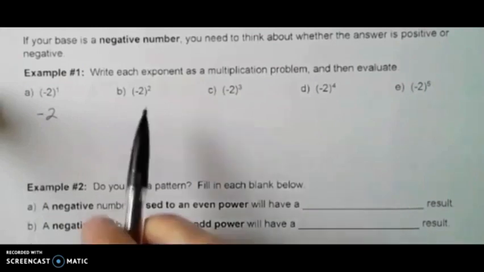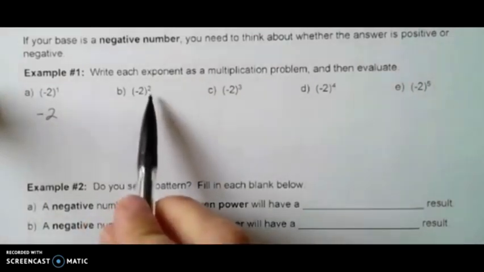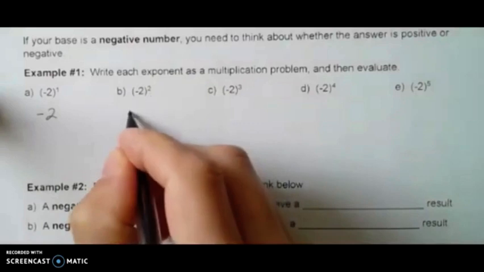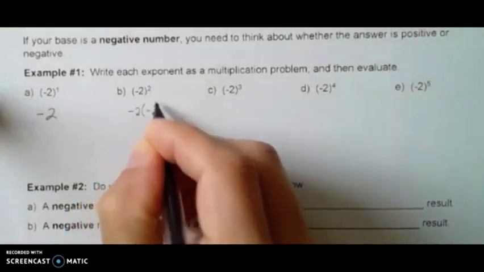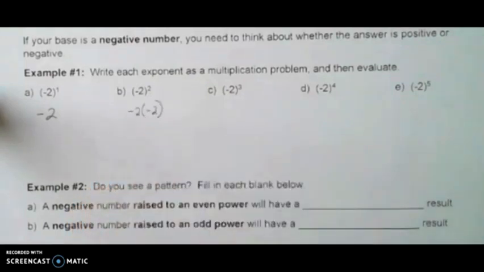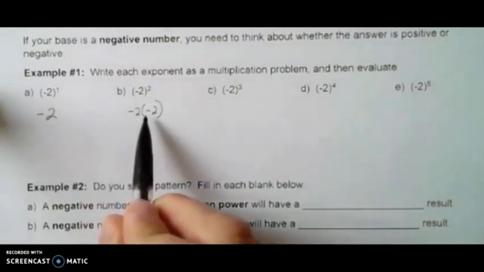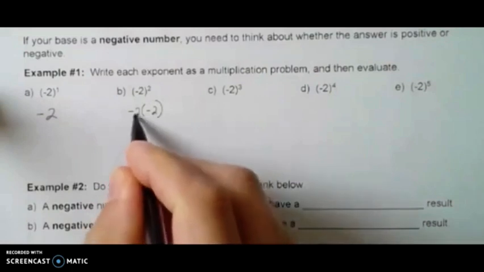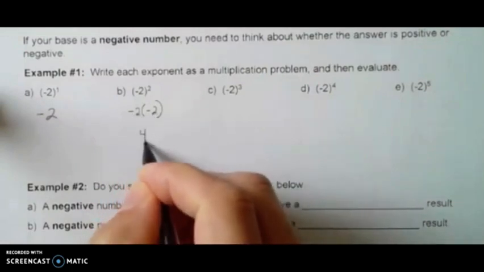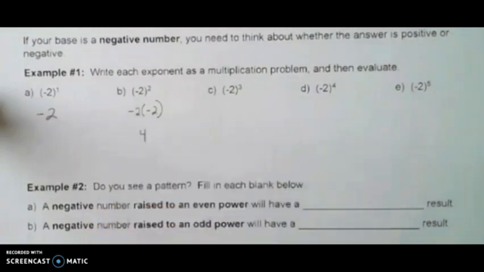-2 to the second power, this also might be called -2 squared. That means I'm going to do -2 times -2. And when I do this multiplication problem, remember that a negative times a negative is a positive, and 2 times 2 is 4, so -2 times -2 is +4.